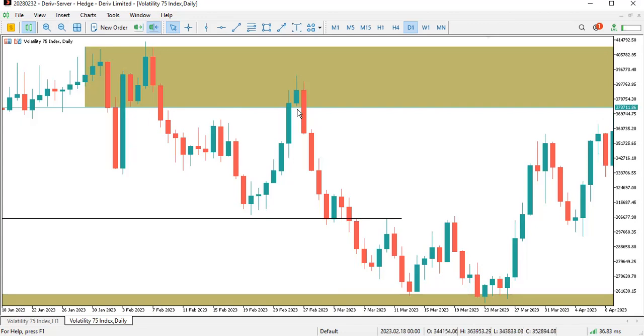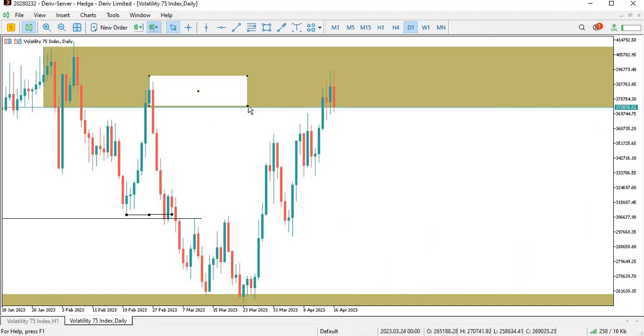Now we have this candle here, which is our good order block, right? And then this candle, before we confirm it to be an order block, we have to confirm if it broke structure. Of course, it broke structure here. So this is a perfect bearish order block here, right?